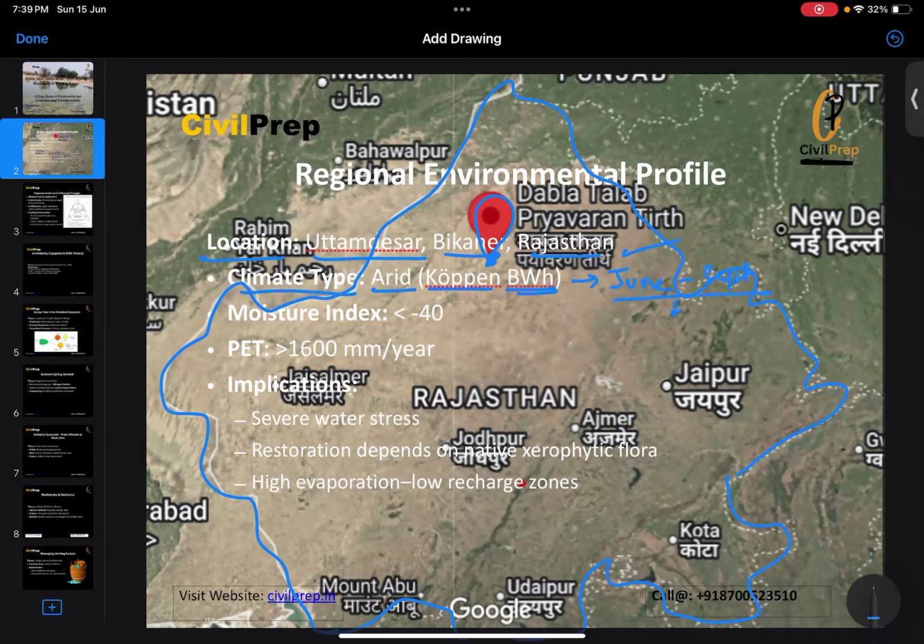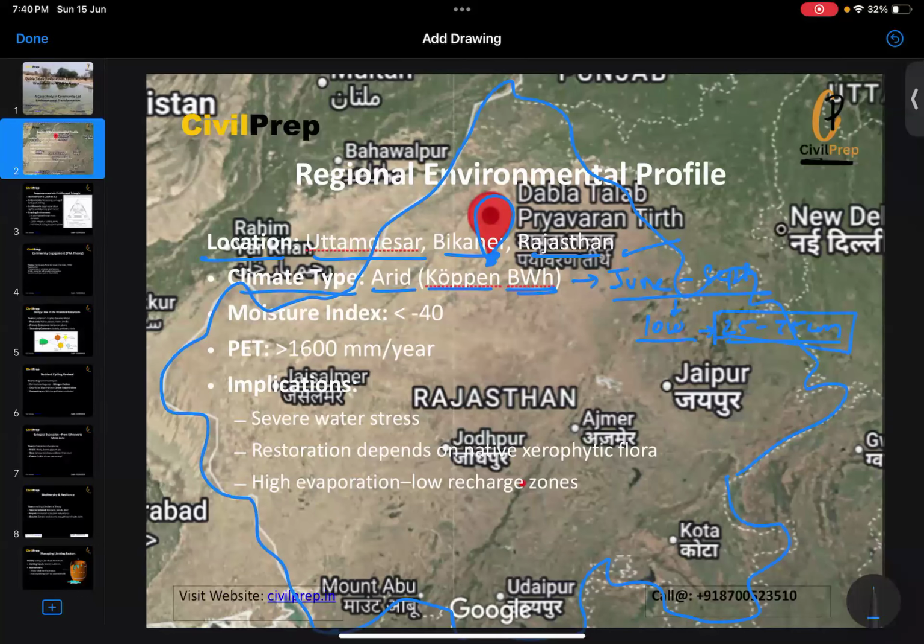Though the rainfall is quite low. Rainfall will be varying between 25 to 75 centimeters per year. And this is also quite high. This is ranging between 50 centimeters.